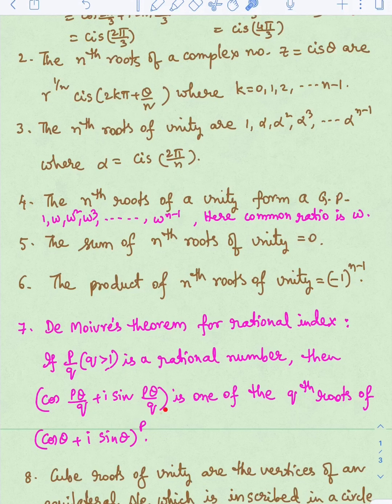Qth root means 1 by q. So indirectly it is p by q actually. So 1 by q is taken inside, and it will become like this. If you take p also inside, it will become cos p by q theta plus i sin p by q theta. This is a qth root of this.